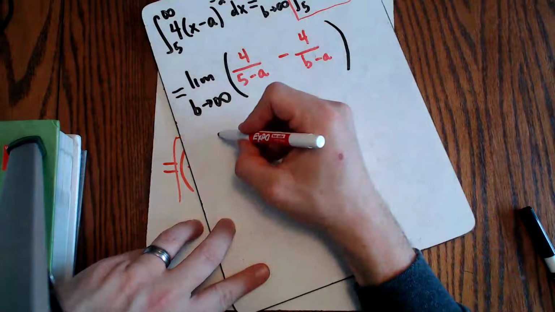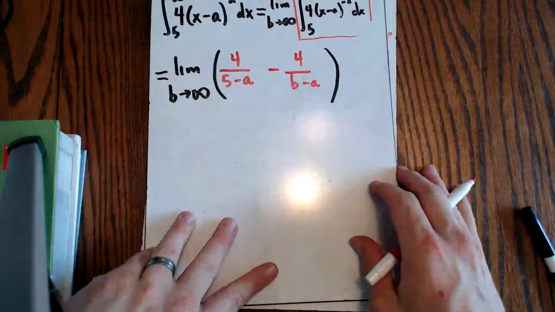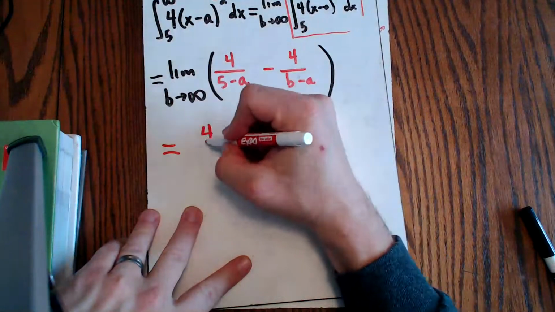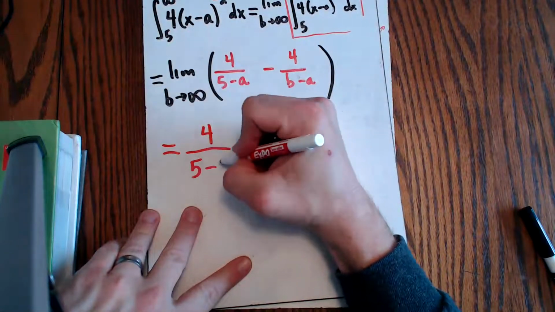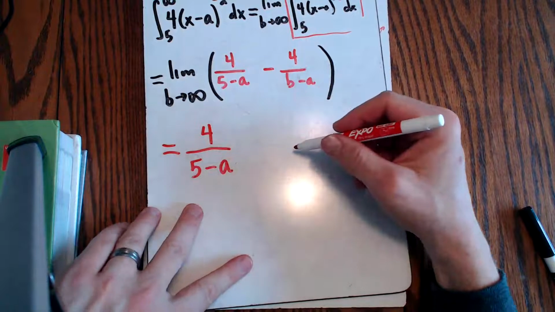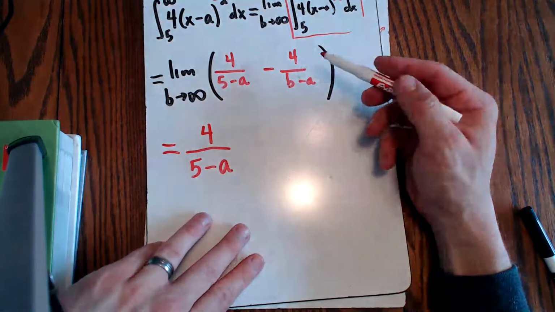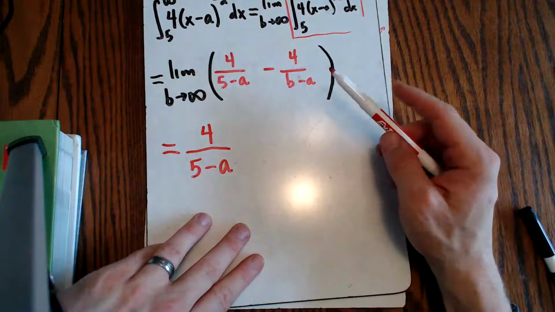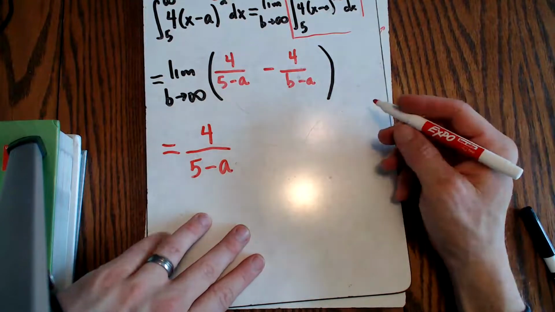Okay, so what's this limit going to equal now? Well, notice the first term has no b dependence. That's just going to equal 4 over 5 minus a. It looks weird, but it only looks weird because, remember, the whole problem was weird because it started off with that a. So that was what made this problem so abstract. That's the reason I wanted to do it.